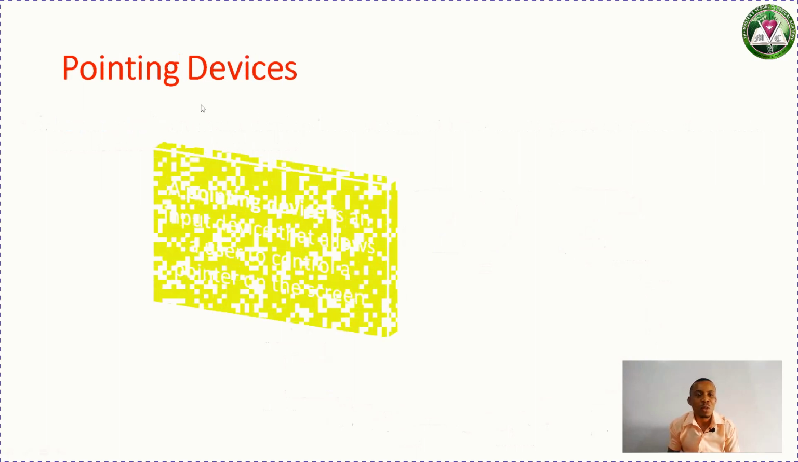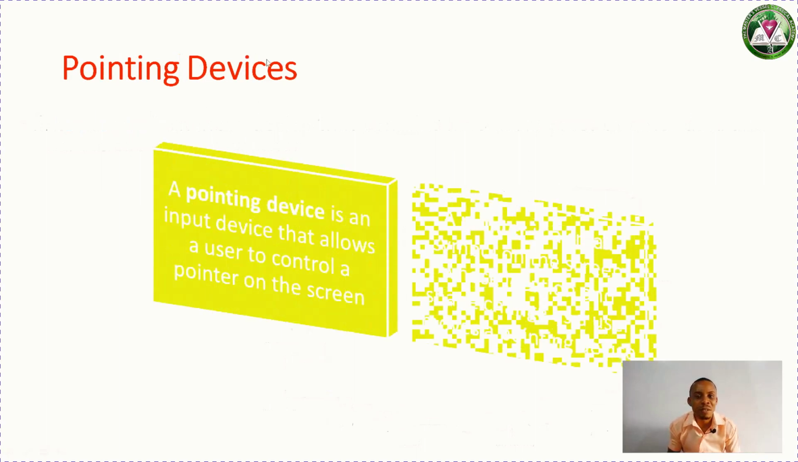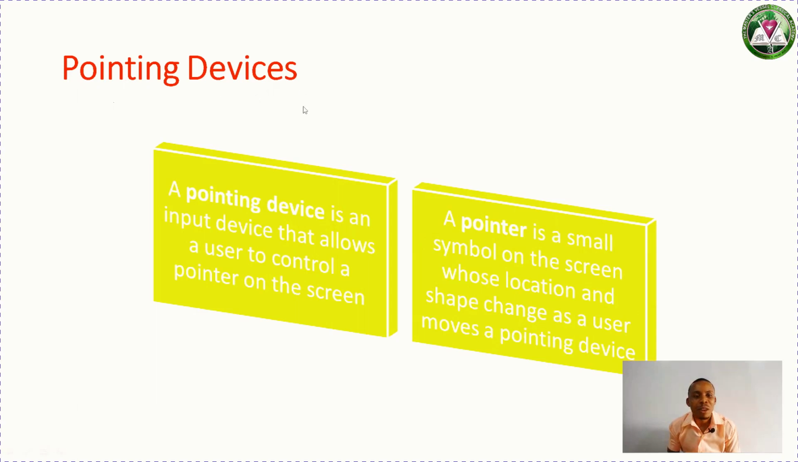Okay, we'll move over to pointing devices. We are still under input devices. Now we are talking about pointing devices. What is a pointing device? A pointing device is an input device that allows a user to control a pointer on a screen. A good example of a pointing device is a mouse. We use it to point and we use it also to click. Now, a pointing device helps us to input.